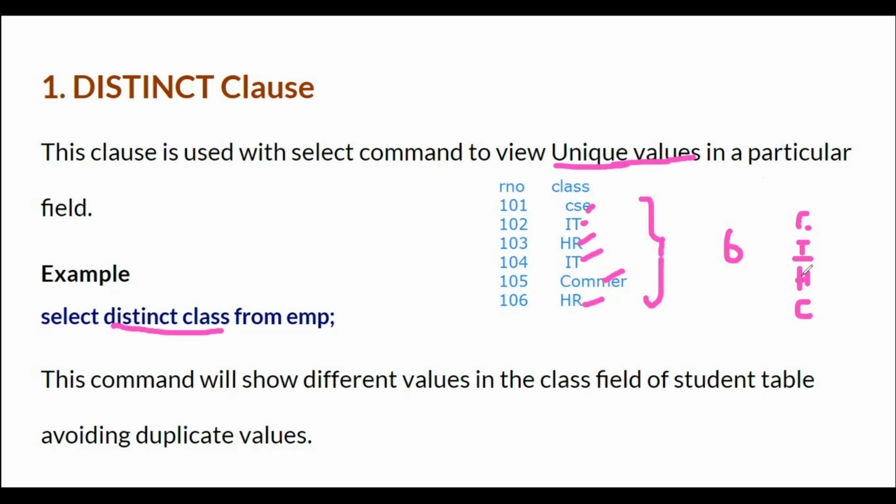So if any particular value is duplicated, only one instance, one occurrence will be displayed. That is what we call a distinct value. Even though in a table, in the class column, we have 6 values, distinct values are only 4. So that distinct values alone will be displayed. This command will show different values in the class field of the student table, avoiding the duplicates. A particular value used twice will be removed, and that one occurrence alone will be taken.